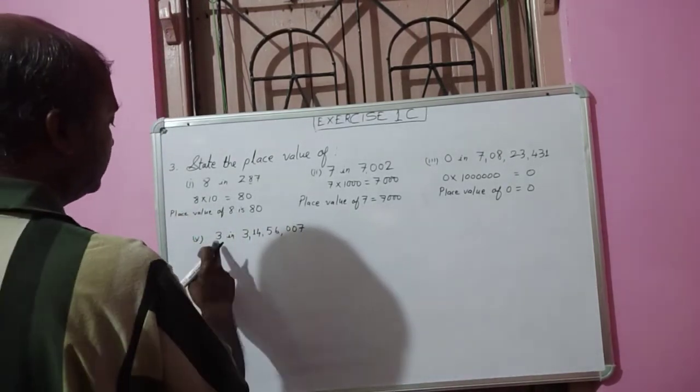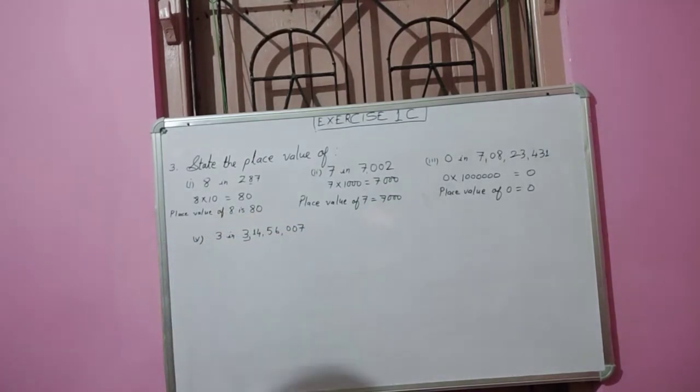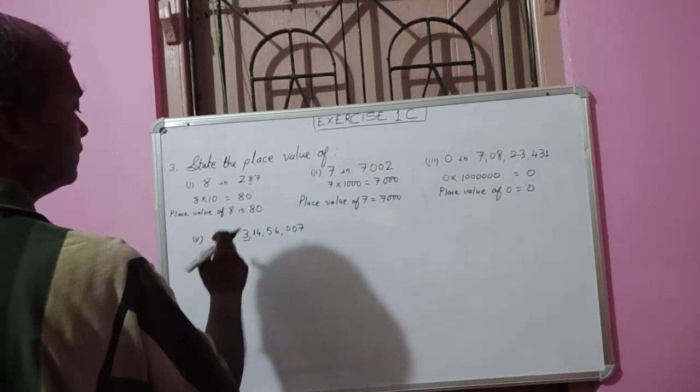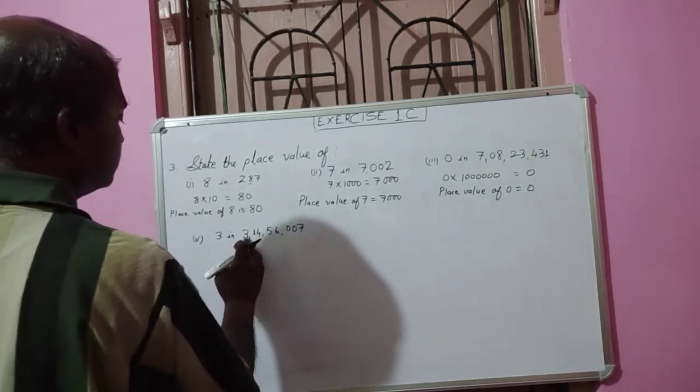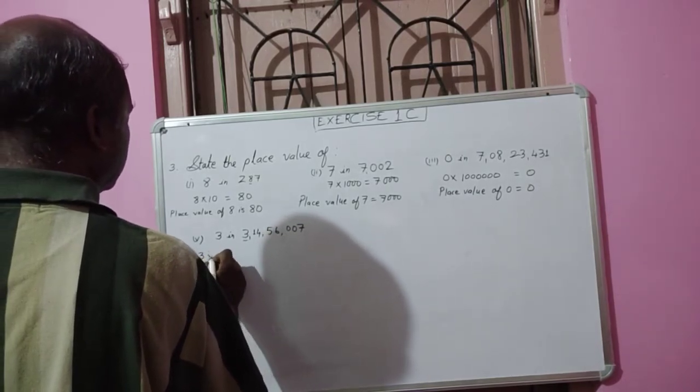In the fifth part, I have asked the place value of 3. Where is 3? 3 is here. Now which position is 3? Ones, tens, hundreds, thousands, ten thousands, lakh, 10 lakh, crore. What's the position of 3? It's crore. Alright, so 3 into crore.